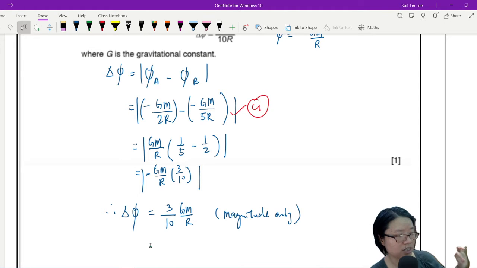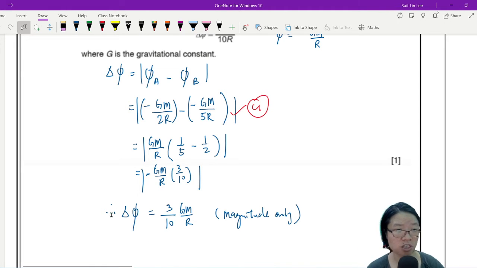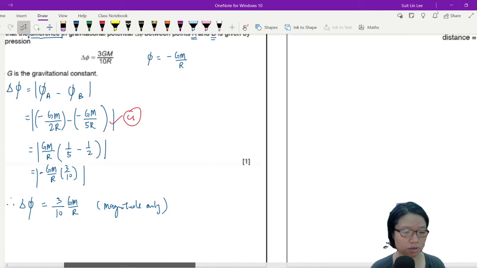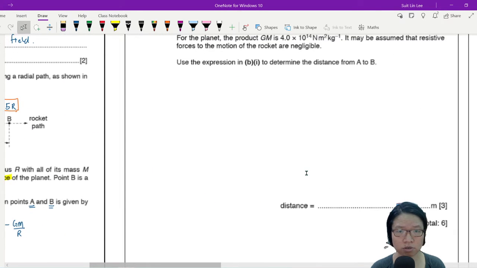Whenever we are trying to find the change in potential or the change in potential energy between 2 points, it's important to minus them and be a bit careful about the sign. All right, that's all for this one. We're going to carry on to the next part of the question. This question is only 6 marks.